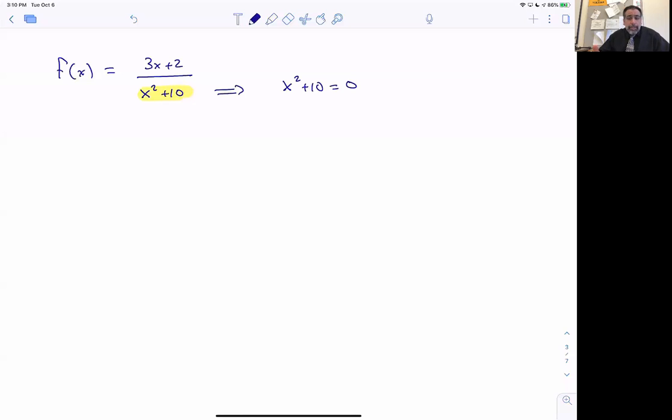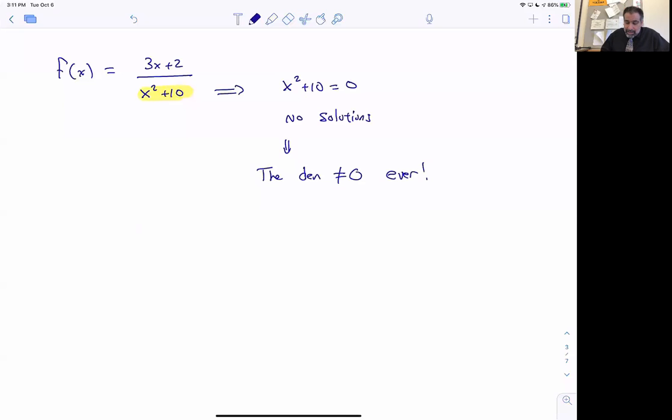But I just want to appeal to your common sense on this one. Here's what I want to think about. I know that x squared cannot be negative. So the smallest x squared can ever be is 0, and it can never be negative. So if I'm taking a positive number or 0 and adding it to 10, there is no way I can get 0 for an output. If you try to solve this, you're not going to find a solution because there are no solutions to this equation. And what that means is the denominator can never equal 0, ever. So that means no matter what we plug in, it's going to work.